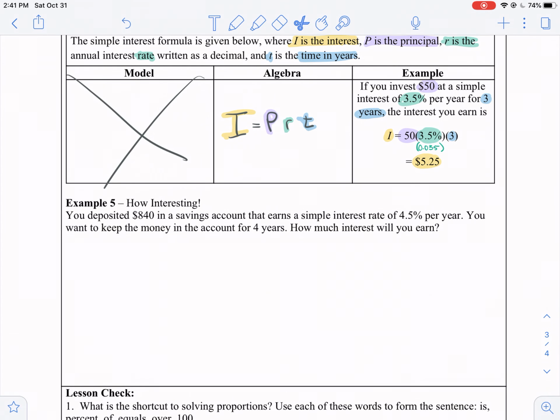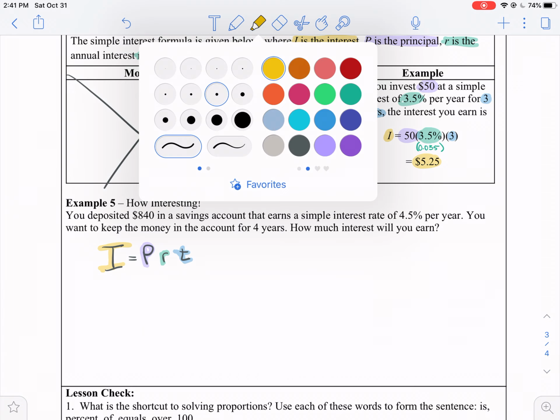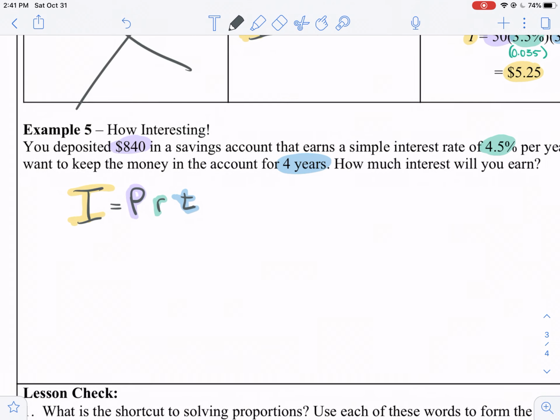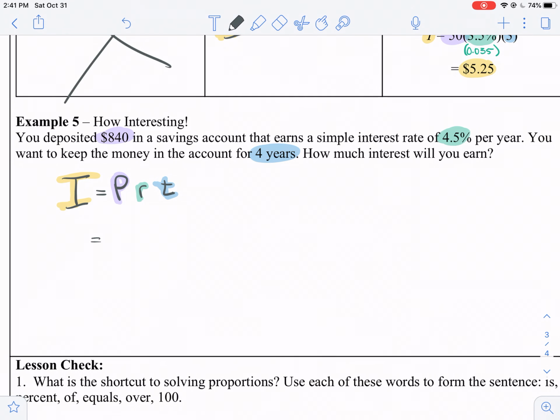Well, let's look at our formula and let's see what we have. Do we know our principal? We do. Our starting amount is $840. And then our interest rate is 4.5%. And the time is 4 years. So let's write this in our formula. We say our interest equals 840 times our rate times 4.5% times our time, which is 4 years.